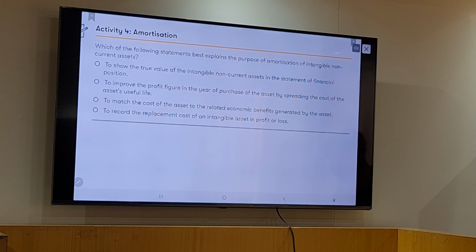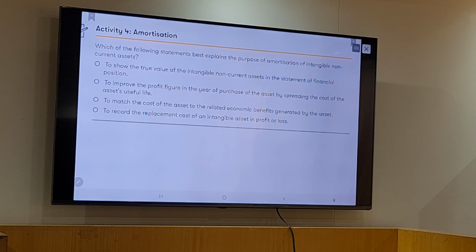Number 4. Who's saying 4? You? Three, maybe. What about you? 3. 2 or 3? I think number 1. And you? 4. Actually, the answer is 3.